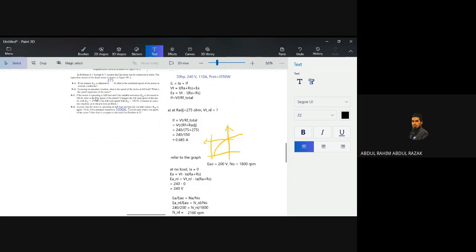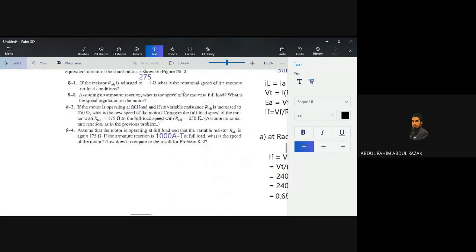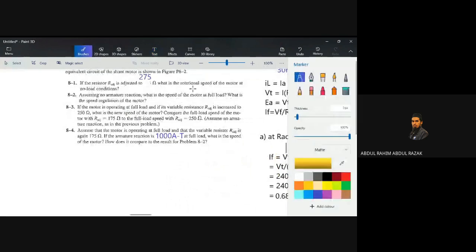Okay, that's for number 1, the speed at no load condition. Then assume no armature reaction, which means that the current will not be distorted by armature reaction issues. So what is the speed at full load, and what is the speed regulation? Okay, no load we have found, so full load we have to find out.